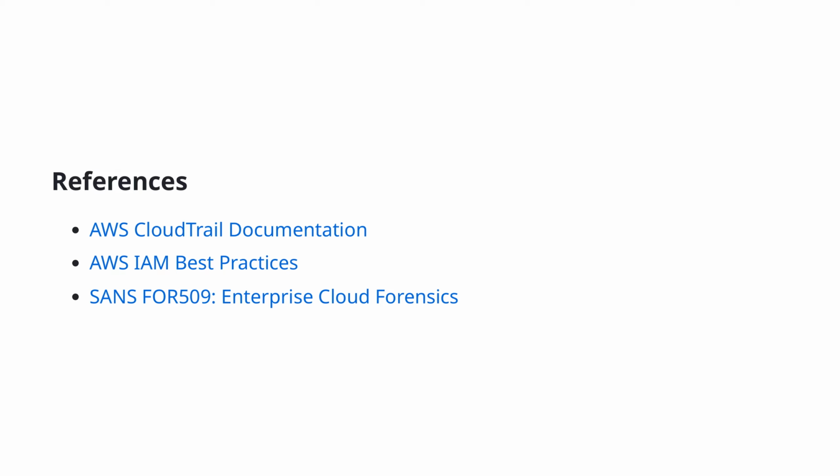Next, the AWS IAM Best Practices Guide offers comprehensive advice on managing identities and permissions. Ensuring that only authorized users have access to your resources is pivotal for maintaining a secure environment. Lastly, the SANS 4509 course, Enterprise Cloud Forensics, provides an in-depth exploration of forensic practices in cloud environments. This course is highly recommended for those interested in augmenting their knowledge and skills in cloud forensics. These references are invaluable for reinforcing your understanding and helping you maintain a robust security posture within your AWS accounts.